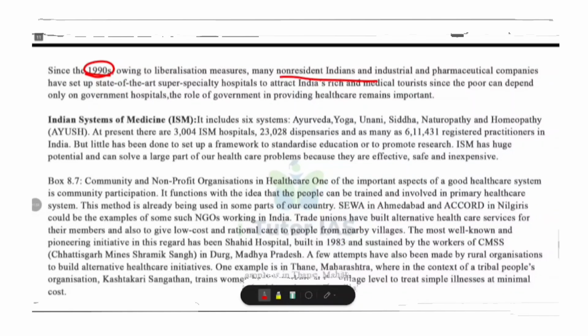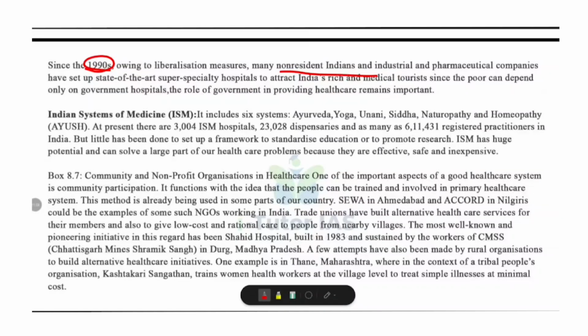Now, impact of liberalization on health infrastructure in India. Since the 1990s, economic liberalization has led to private sector expansion in healthcare. Many non-resident Indians and companies, especially in industries and pharmaceutical sectors, have established state-of-the-art super specialty hospitals. These hospitals mainly cater to wealthy Indians and medical tourists coming from abroad. Poor and lower income population still rely primarily on government hospitals for affordable healthcare.